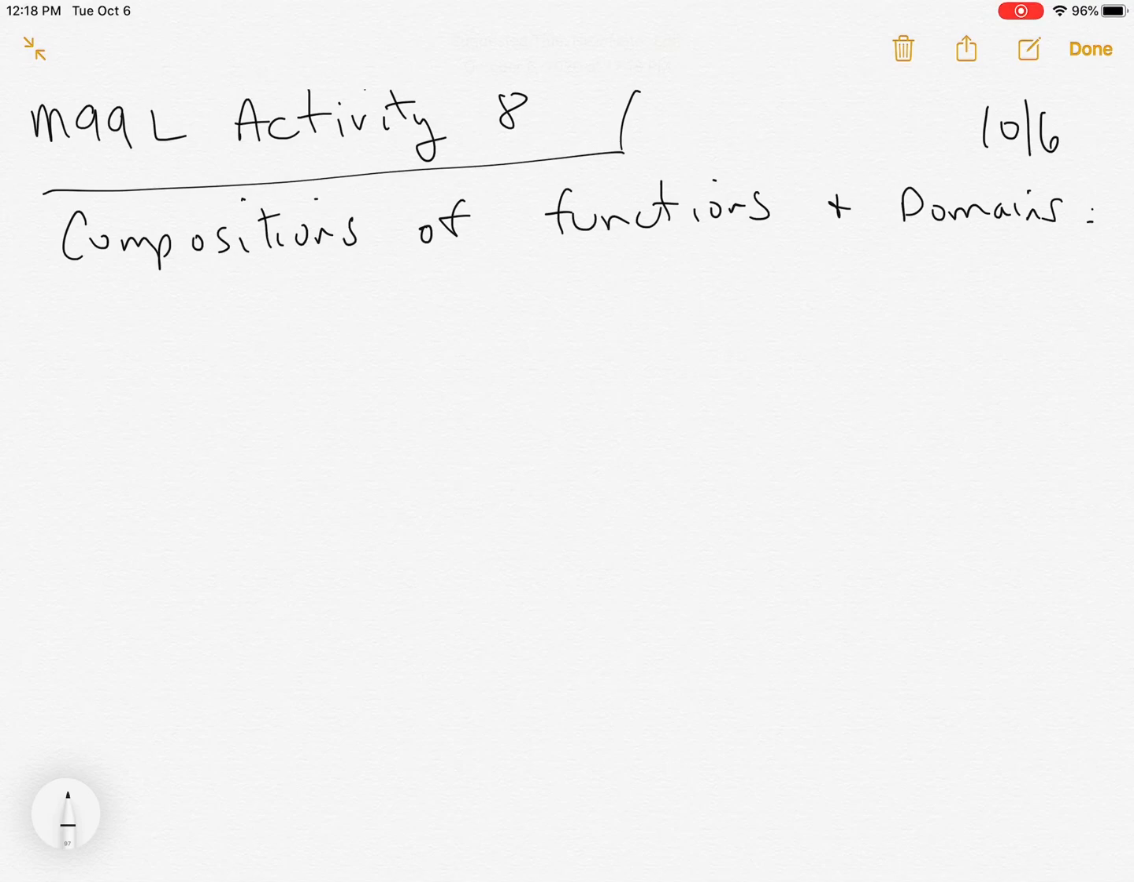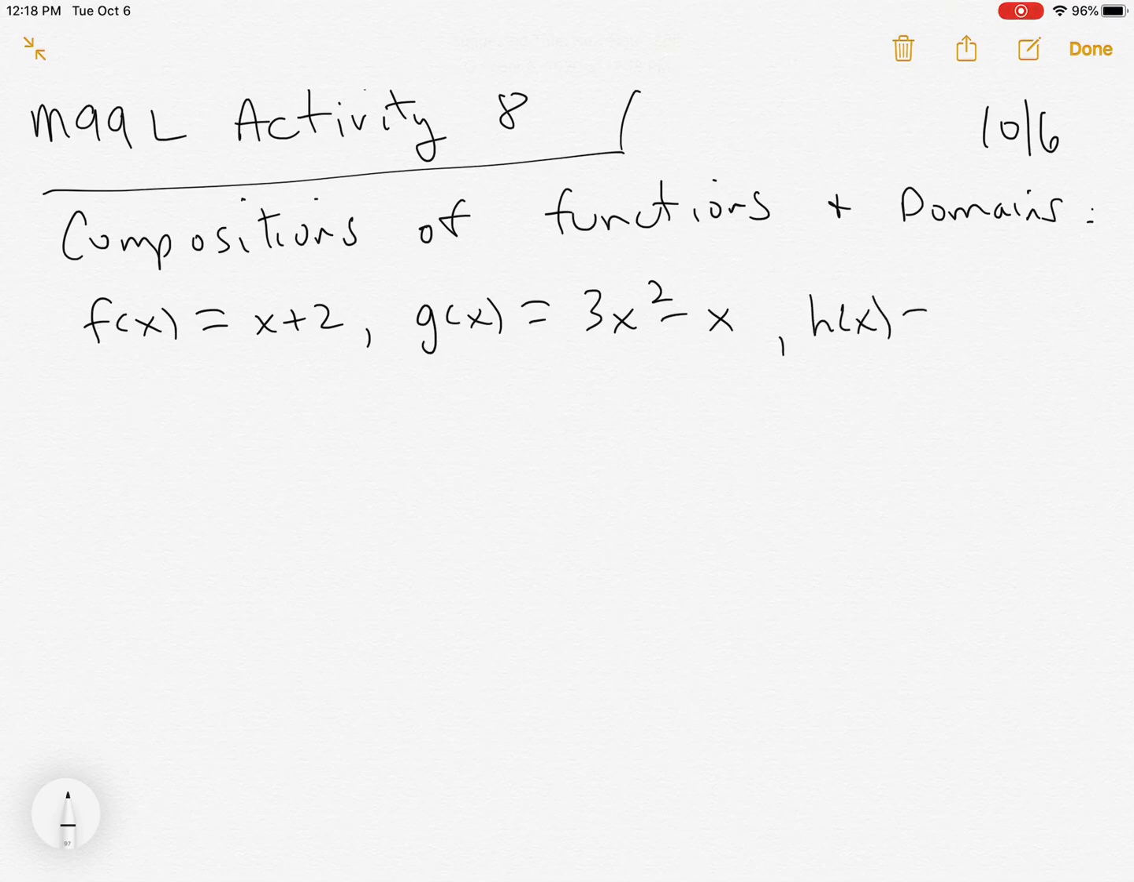So, okay, we're going to define 4 functions here. f of x is going to be x plus 2. g of x is going to be 3x squared minus x. h of x is going to be the square root of 4 plus x. And k of x is going to be the quotient x over x minus 2.